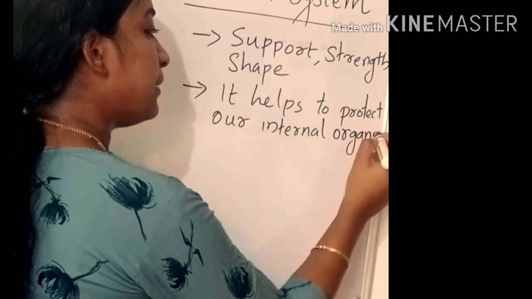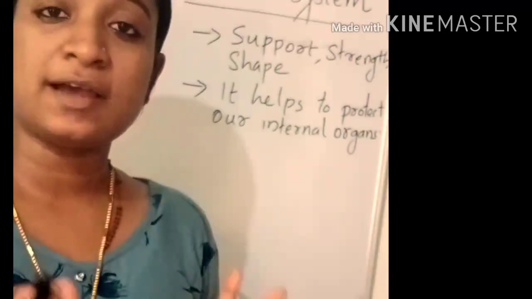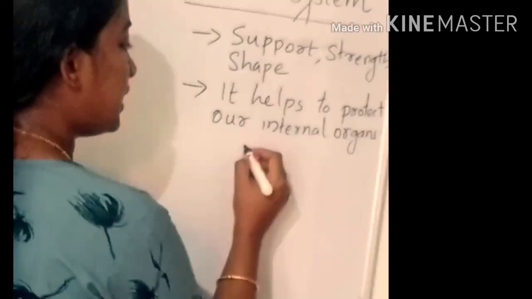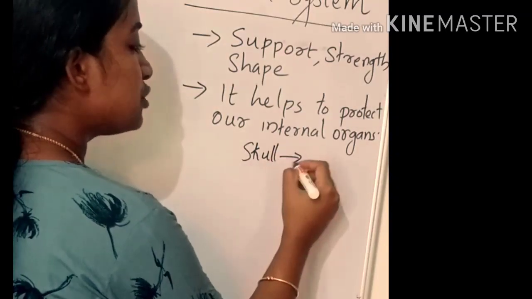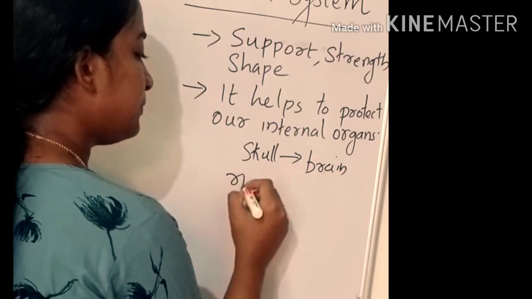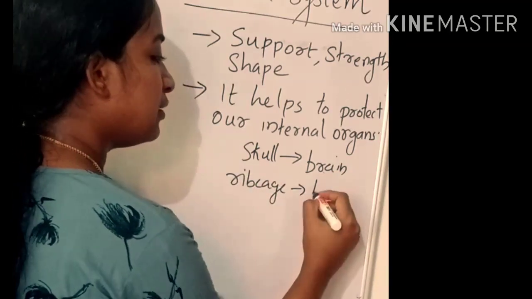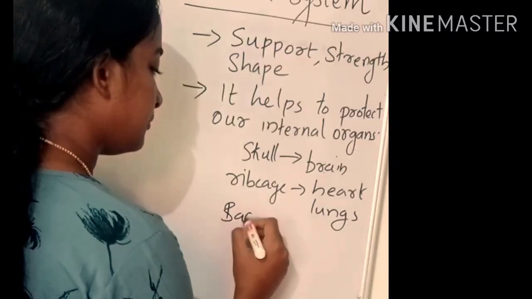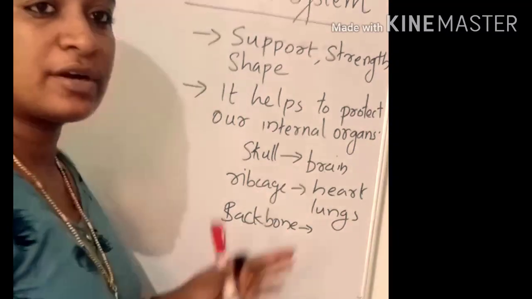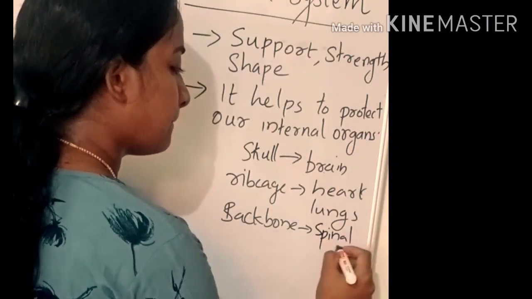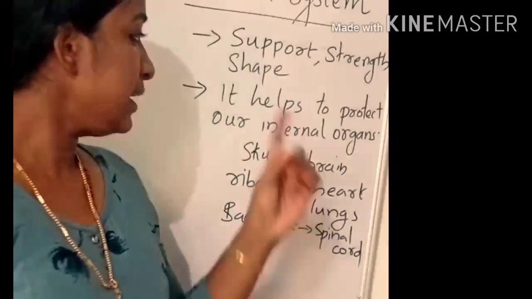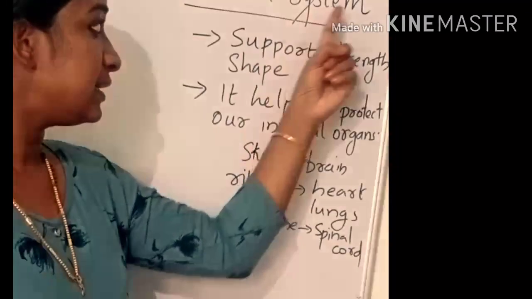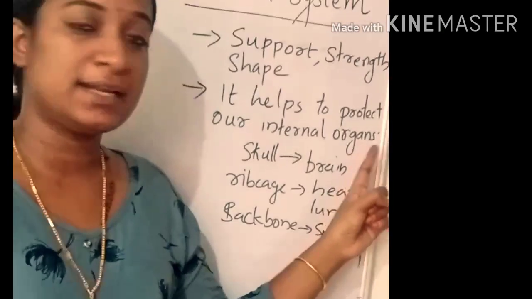I told you that from the outside the bones are very tough and hard, so they help us to protect our inside organs. Our skull helps to protect the brain, and our rib cage helps to protect our heart as well as our lungs. The backbone helps to protect our spinal cord. So the second major function of the skeletal system is to protect our internal organs.